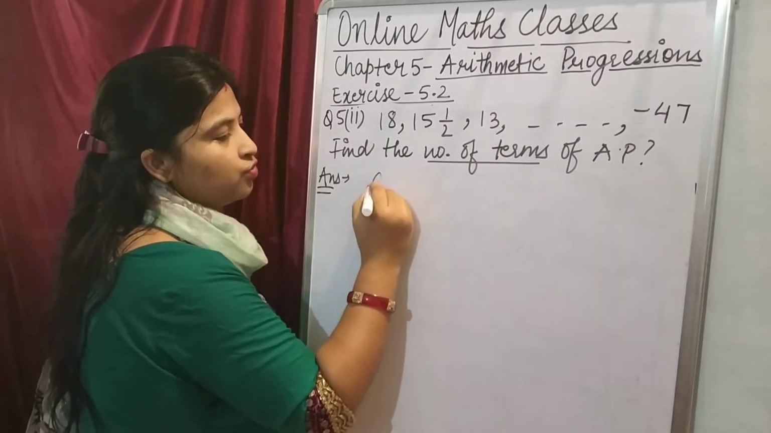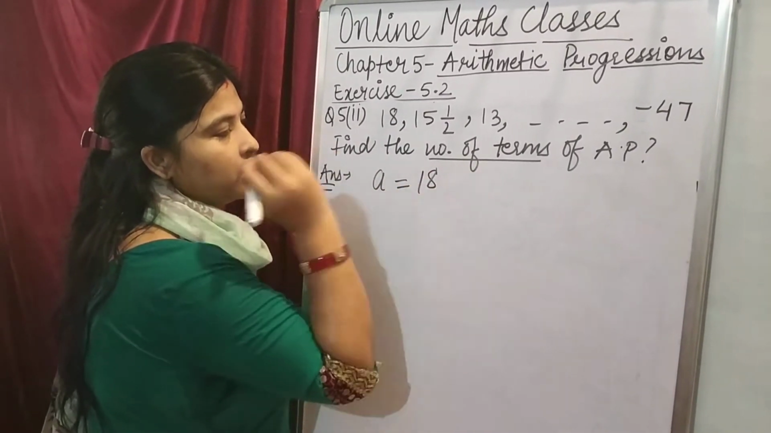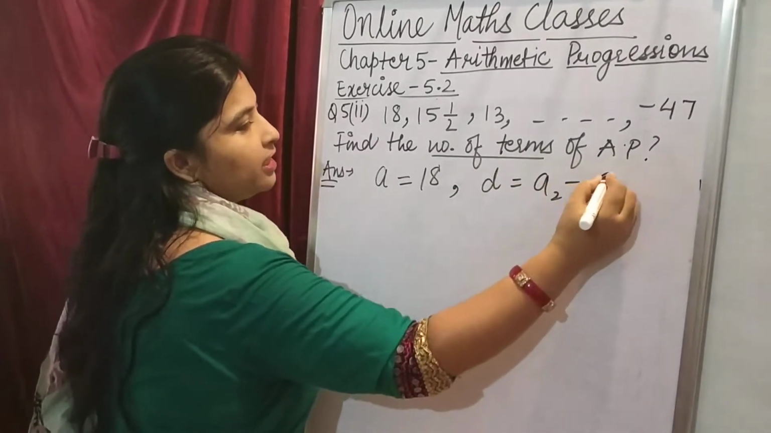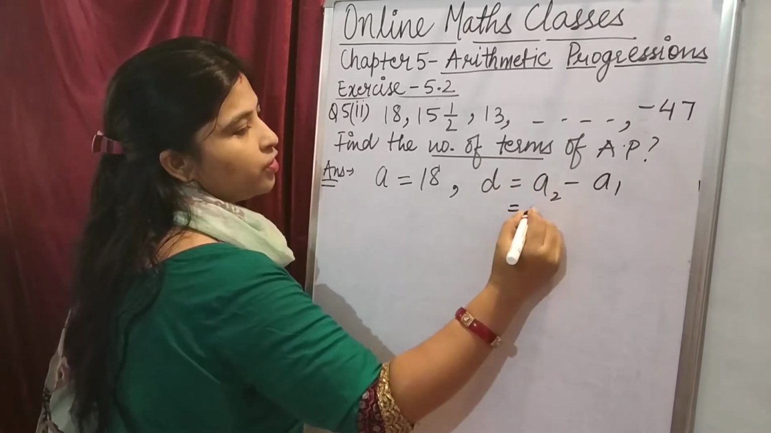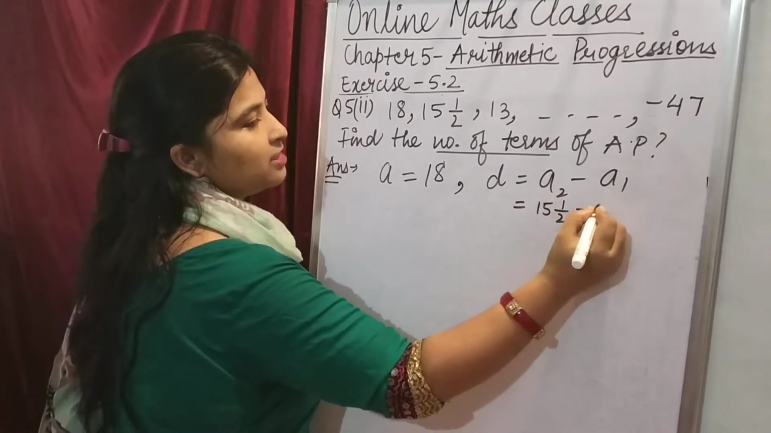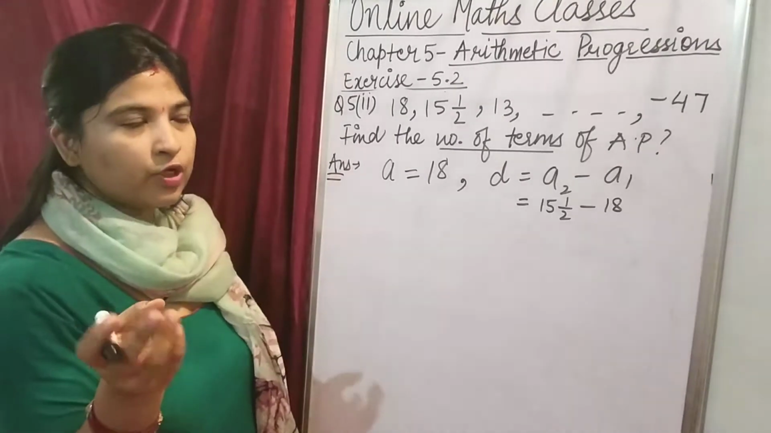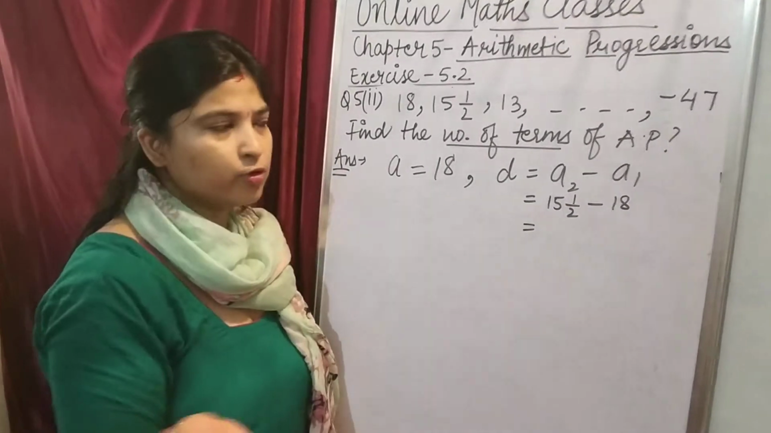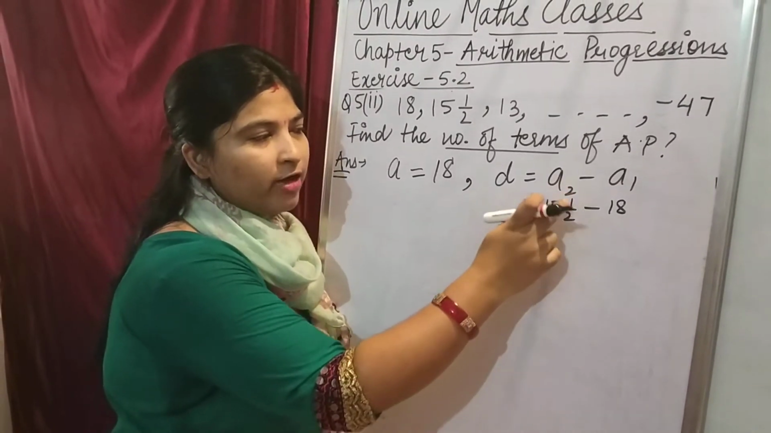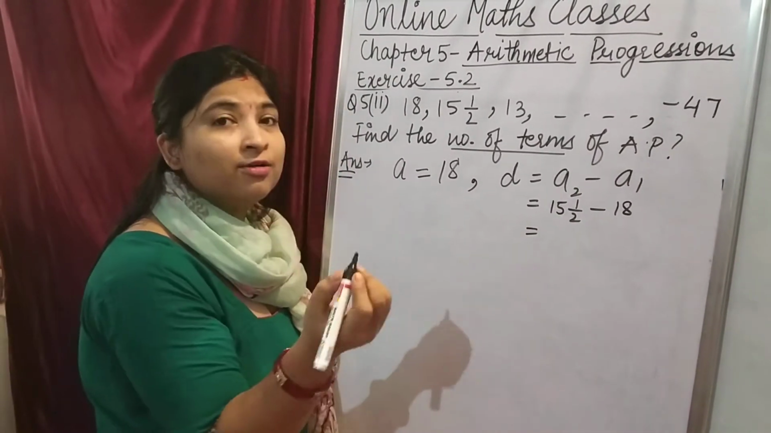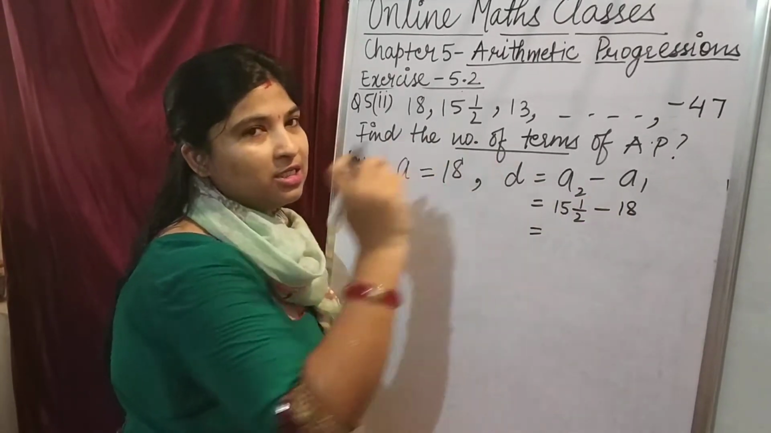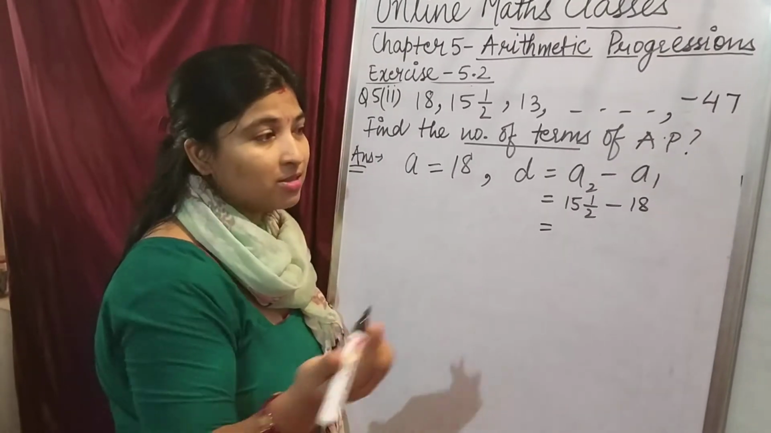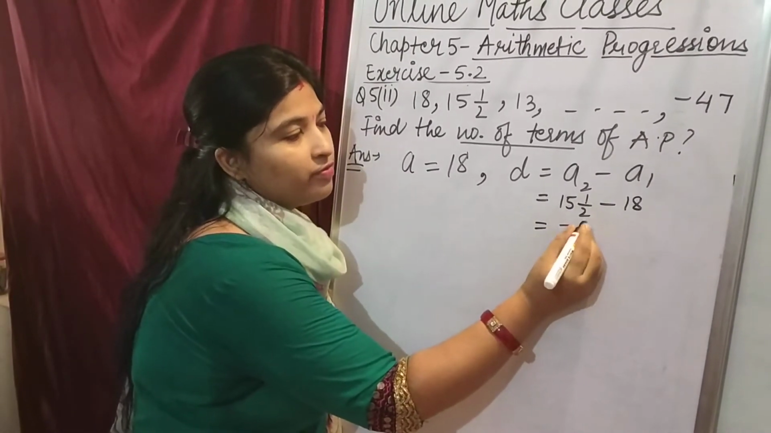So the first term is given to you, last term is given to you, second, third term is given to you. So actually you know the A, that is 18. You have to find D. I think D you know, A2 minus A1. What is A2? 15 whole 1 upon 2 minus 18. 15 whole 1 upon 2 is actually 15.5. 15.5 minus 18, easily it is 2.5 with minus. So that is minus 5 upon 2.